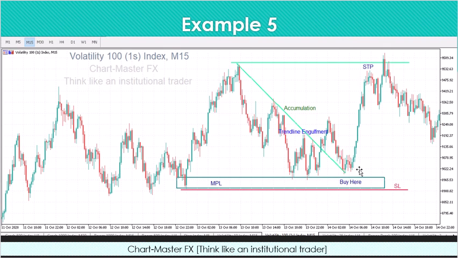Let's go to example number 5. This is a buying setup, guys, and we are on volatility 101S index M15. So what happened here, guys, is that we had an MPL here. Once we had an MPL here, what happened? The price dropped down and we had a clear trend line here. So what happened with this trend line? It was engulfed here.